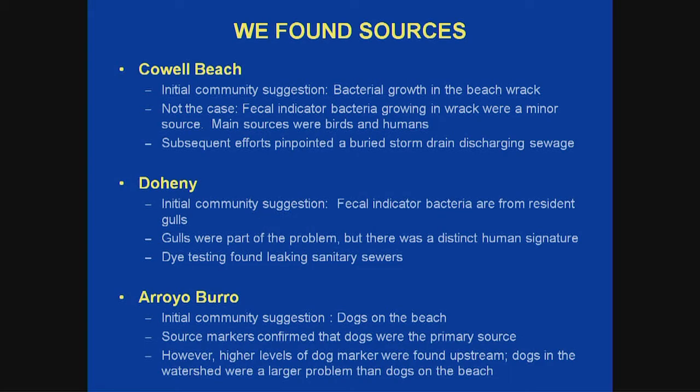So we actually did find sources, and they're different than what we thought we might find. At Cowell Beach, the suggestion was it's bacterial growth in the beach rack. This is a beach that has a lot of kelp, a lot of biomass, and it washes up on the beach, and the idea was the bacteria is growing on the underside of the kelp. And in fact, when we cultured it off the kelp, it was there, but it turned out to be a minor source. And what we found later using these source tracking markers is there was a buried storm drain that wasn't on the map, but it was on the beach, and it had a faulty sewer line that was leaking into it.